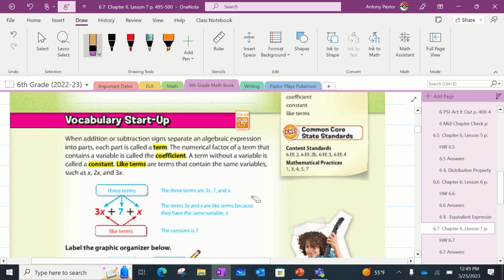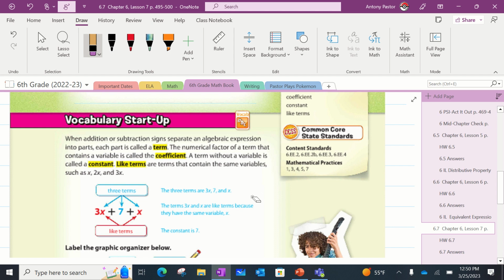Vocabulary startup. When addition and/or subtraction signs separate an algebraic expression into parts, each part is called a term. The numerical factor of a term that contains a variable is called the coefficient. A term without a variable is called a constant, and like terms are terms that contain the same variables, such as x, 2x, and 3x.